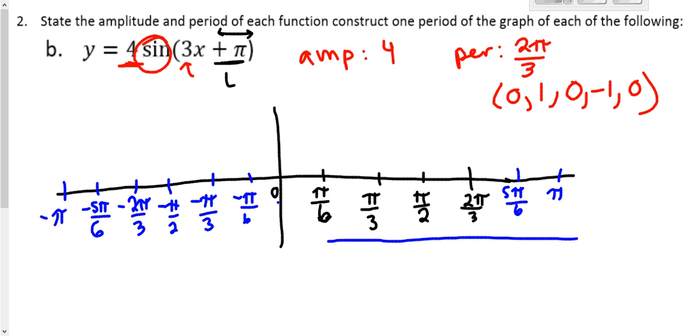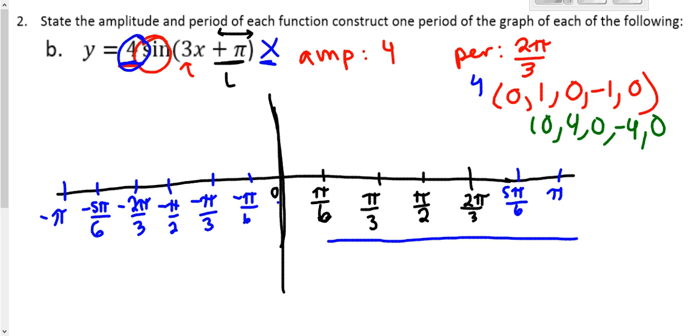The y value changes happen at the amplitude and the vertical shift. There is no vertical shift, so it's only the amplitude. So all I need to do is multiply this by 4. So we have 0, 4, 0, negative 4, 0. So I'm going to put that on my x-axis here. So we have 1, 2, 3, 4, and negative 1, 2, 3, 4.